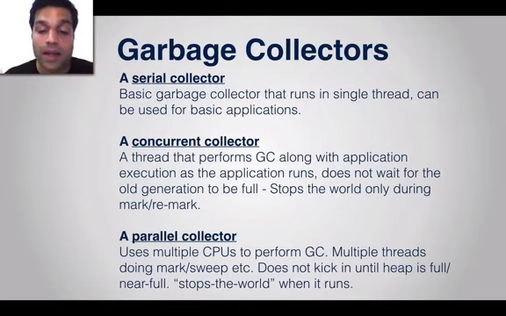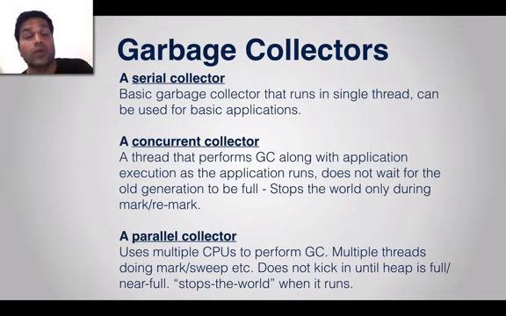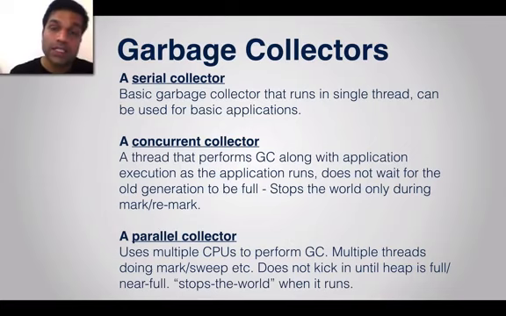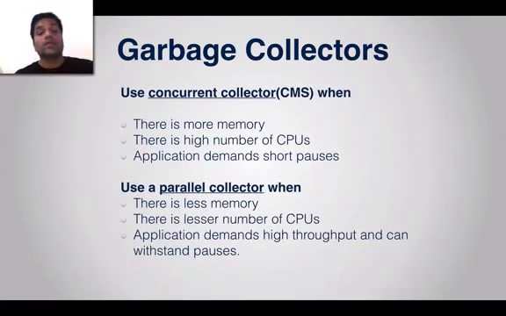At the same time, parallel uses parallel cores of your CPU and waits until the heap gets to say 90% full or whatever, and then kicks in, quickly does the garbage collection steps in parallel and is done with it. So that is the parallel collector. So when to use concurrent versus parallel?